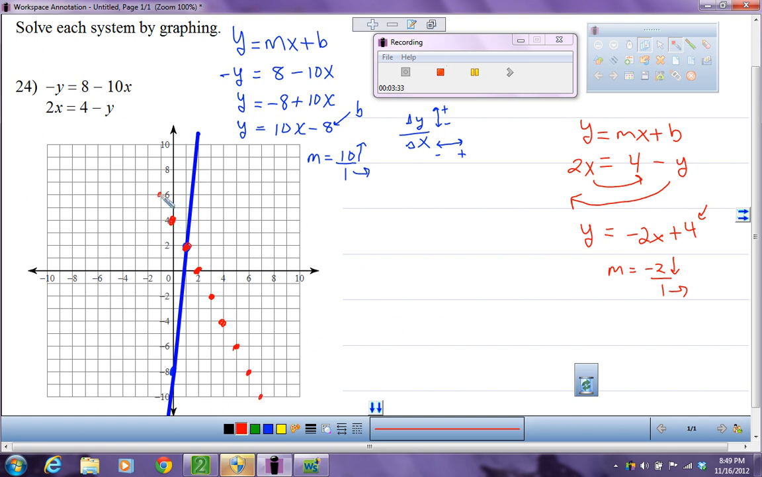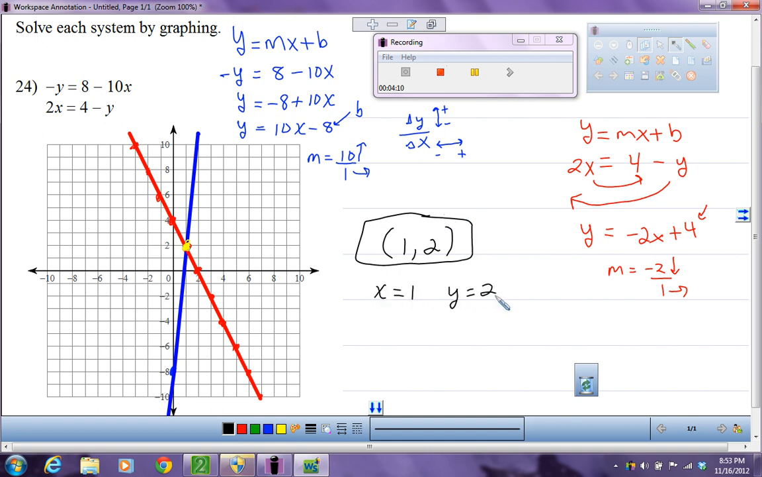If we continue in the same direction, but our most important point is this one right here. That happens to be our point of intersection, or our solution to the system. So that point happens to be 1, 2, and this is our solution. In other words, our x equals 1, our y equals 2. This is the solution to this system. This is what makes both equations true at the same time.